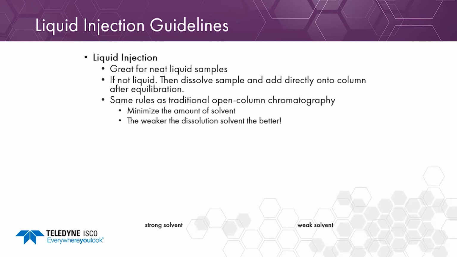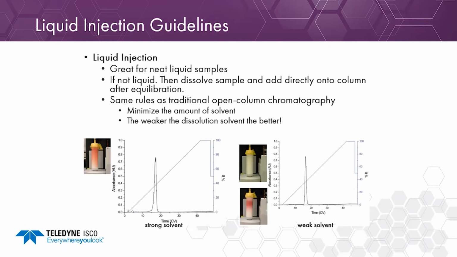Same rules as traditional open column chromatography. You want to minimize the amount of solvent because that's going to be your inherent band width. And then the weaker the solvent, the better. Here's an example of a strong solvent versus a weak solvent. You can see the band broadening from the strong solvent, both visually and in the chromatogram, versus the weak solvent here. This is a C18 column, and this was loaded in alcohol versus the water solvent. Keep in mind the water is able to dissolve it though.